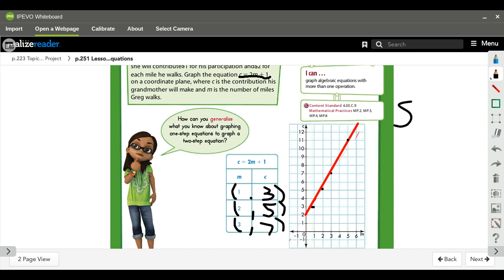So another way that I can check this is to actually go into the equation and substitute to see if my point is going to be correct. So we said that it's going to be (5, 11). So I'm going to put 5 into the equation, C equals 2m plus 1, and go from there. So if I have 5 times 2, that's going to be 10, plus 1 is going to be 11. That equation works. That is the point that is on that graph.